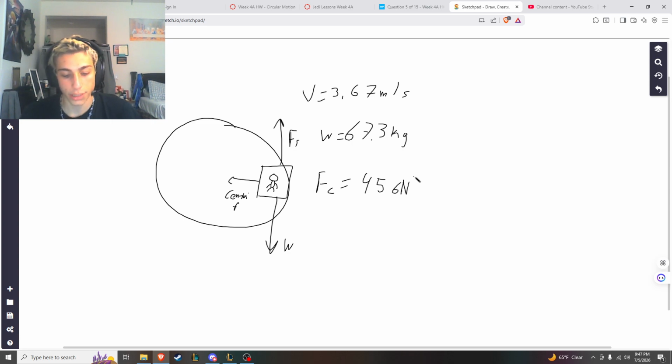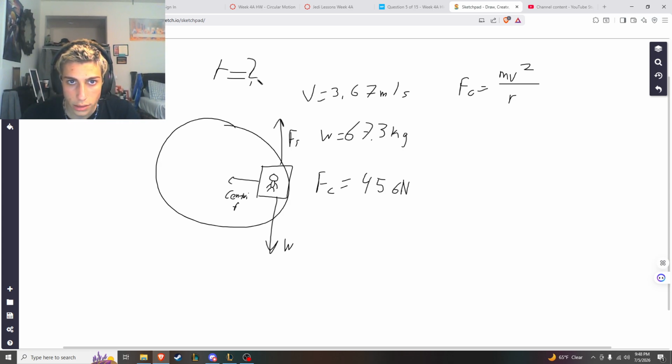Since we're using the centripetal force, we're going to use the equation F equals m v squared over r, where r is the radius. We're looking for the radius. So we're going to switch these two. This is the original equation. We swap these two so that we can solve for r in this situation: r equals m v squared over F c.